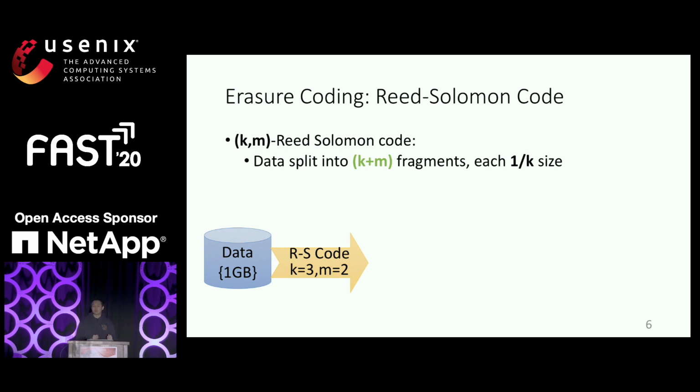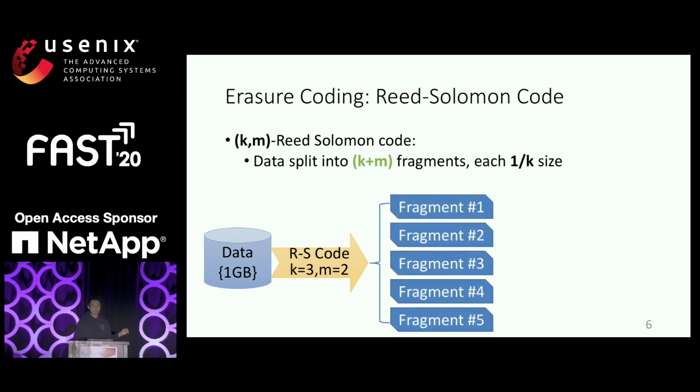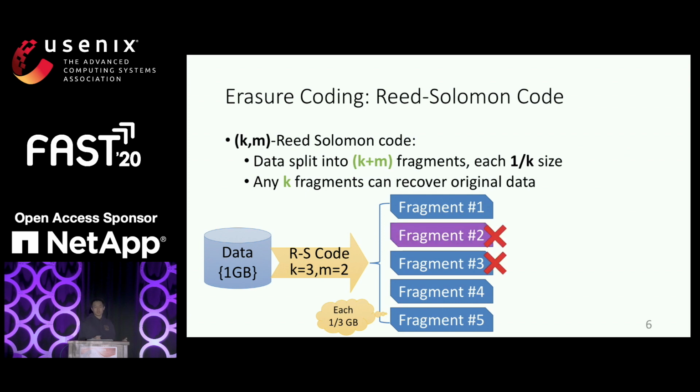Let me show another example here. Say we use k equal to 3, and m equals to 2. So the data will be split into 3 plus 2 equals 5 different fragments. Now, maybe each fragment will have size 1 over k, or 1 over 3 gigabytes. Now, maybe we're unfortunate, we will lose some of the fragments. We can use any k of the 5 fragments, which means any 3 out of the 5, to recover the original data.